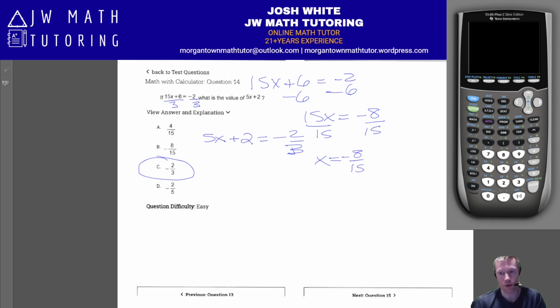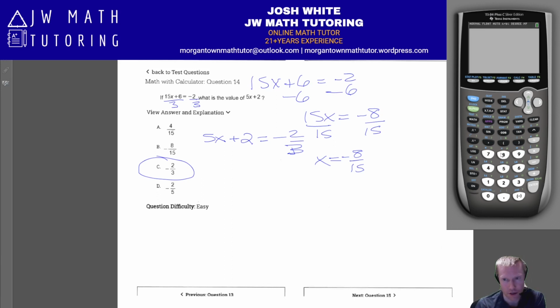Now, it's a little annoying because it's a fraction, but we'll just go to the calculator and we will punch it in on there. So we have 5 times, and we've got negative 8 divided by 15. I'm just going to write it horizontally rather than vertically, and then plus 2.